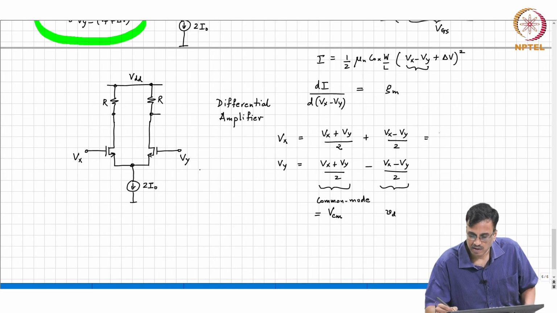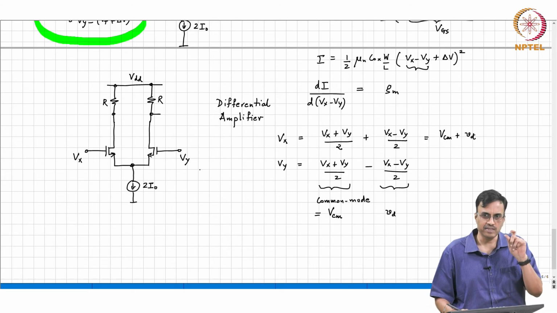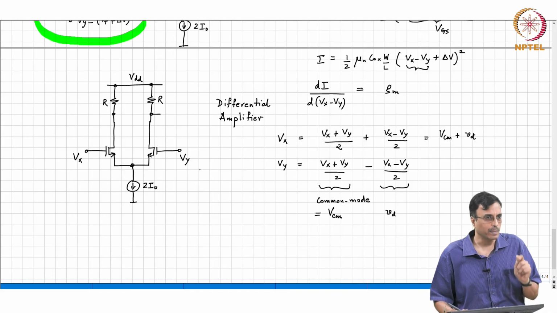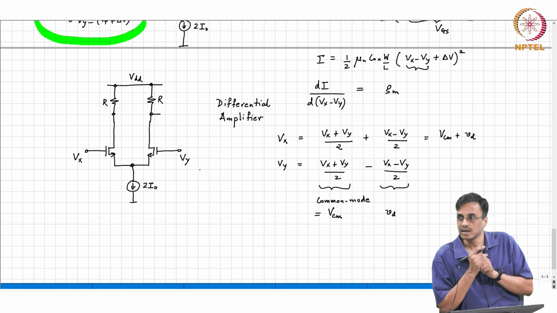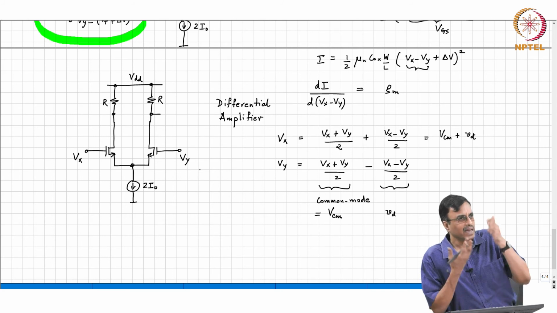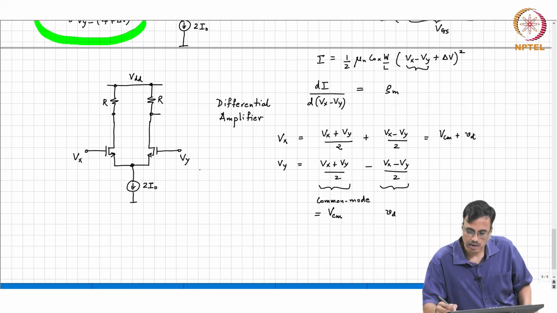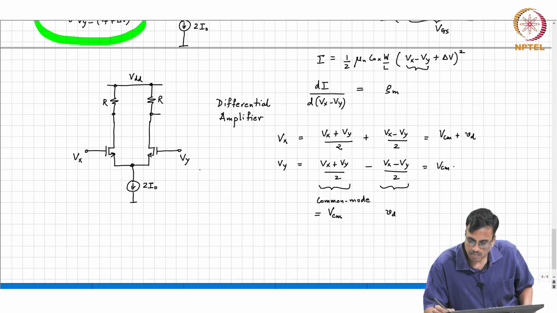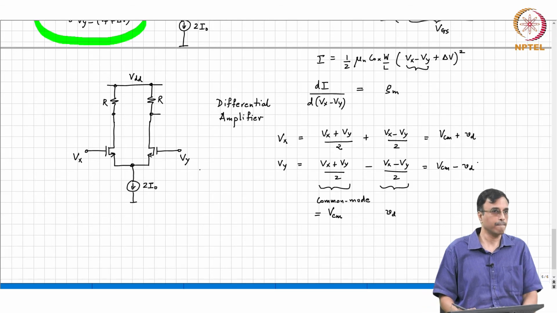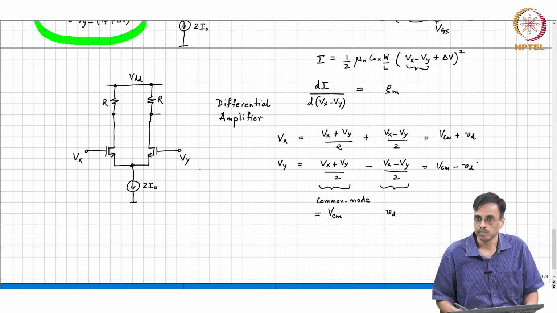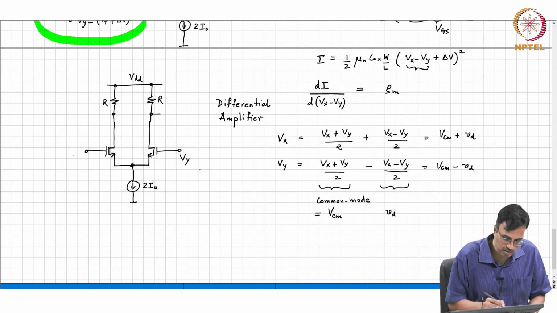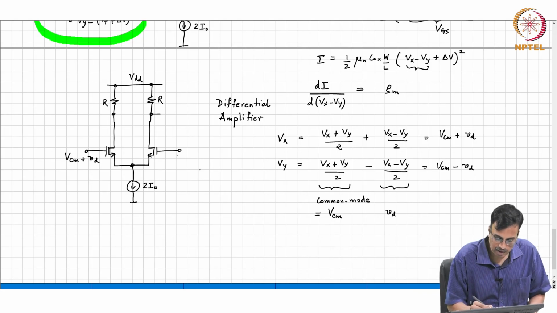So, this is nothing but VCM plus VD. We deliberately write the differential mode in smaller case, just to keep reminding ourselves that the average can be anything, right, but the difference is always small. And this is VCM minus VD. All right. So, in other words, this is VCM plus VD, this is VCM minus VD.